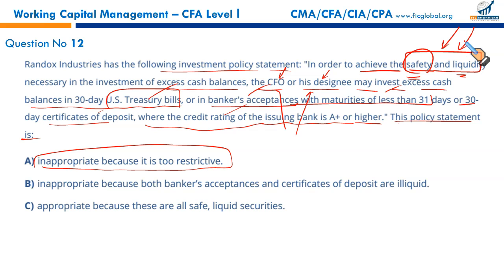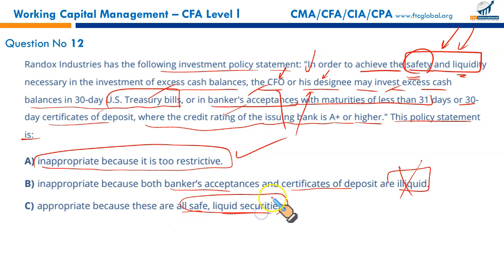It should also allow the flexibility. Some discretion must be given to the treasurer to make investments. This is too restrictive. This is the right option. It's inappropriate because both bankers' acceptance and certificate of deposits are illiquid? No, they are highly liquid investments. We discussed yesterday. Wrong. They are appropriate because these are all safe, liquid securities.